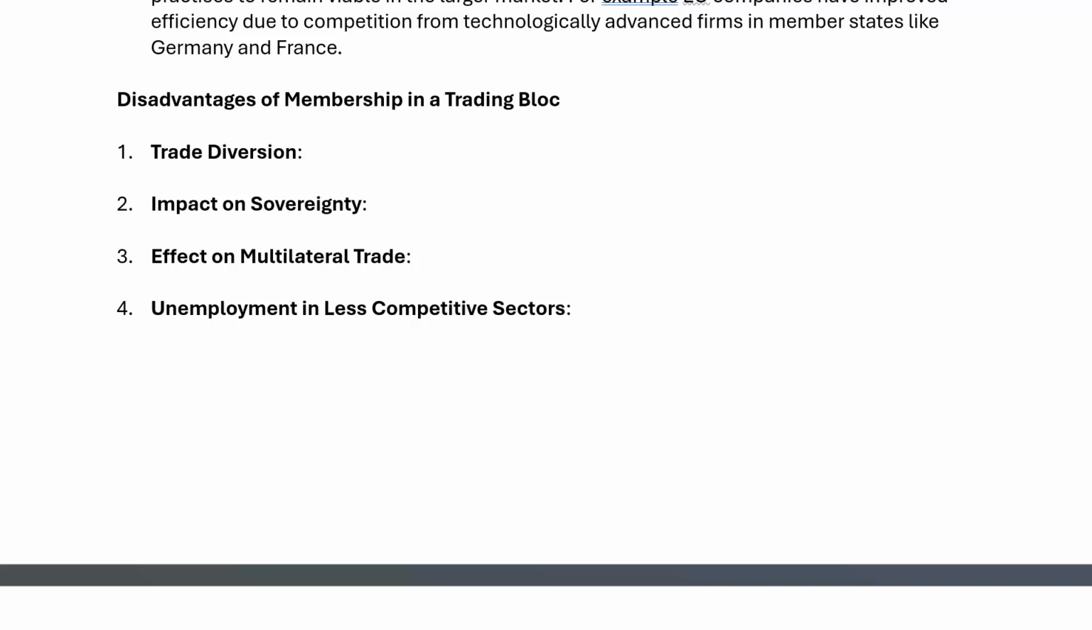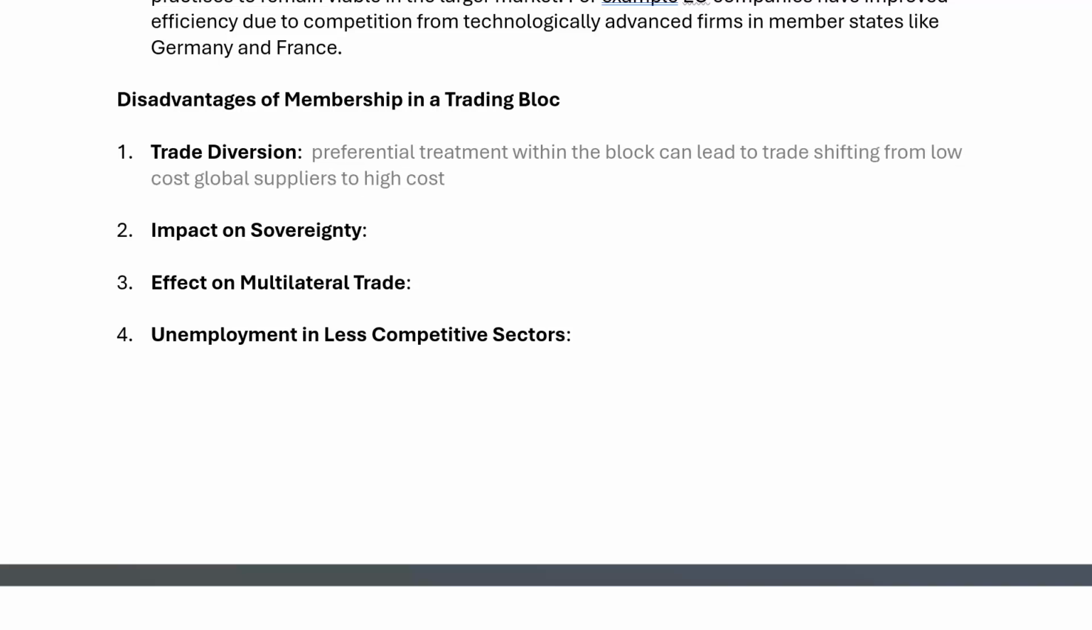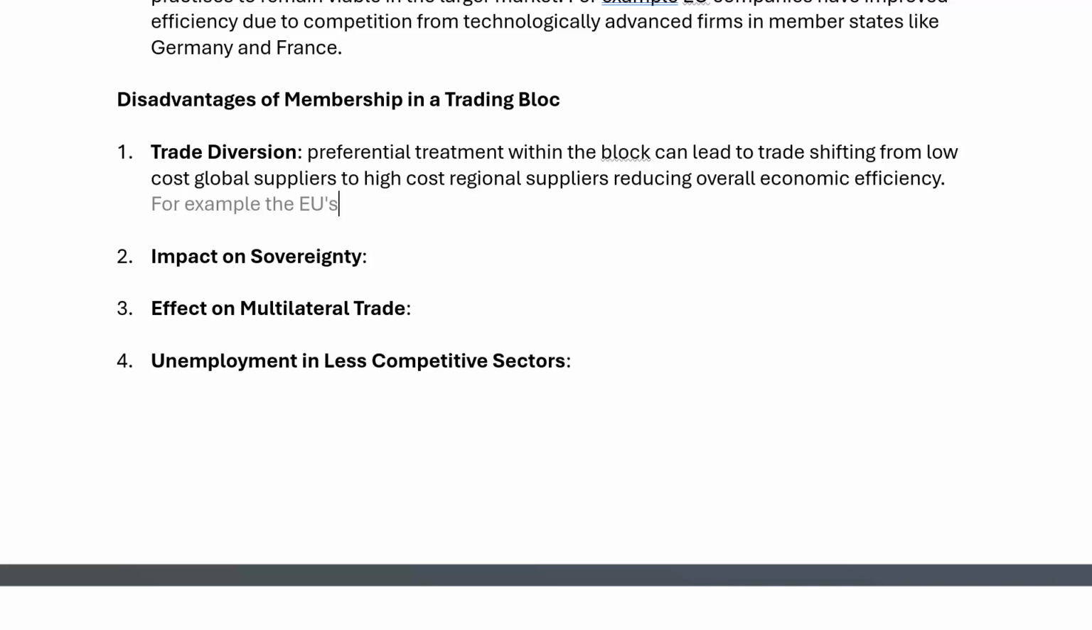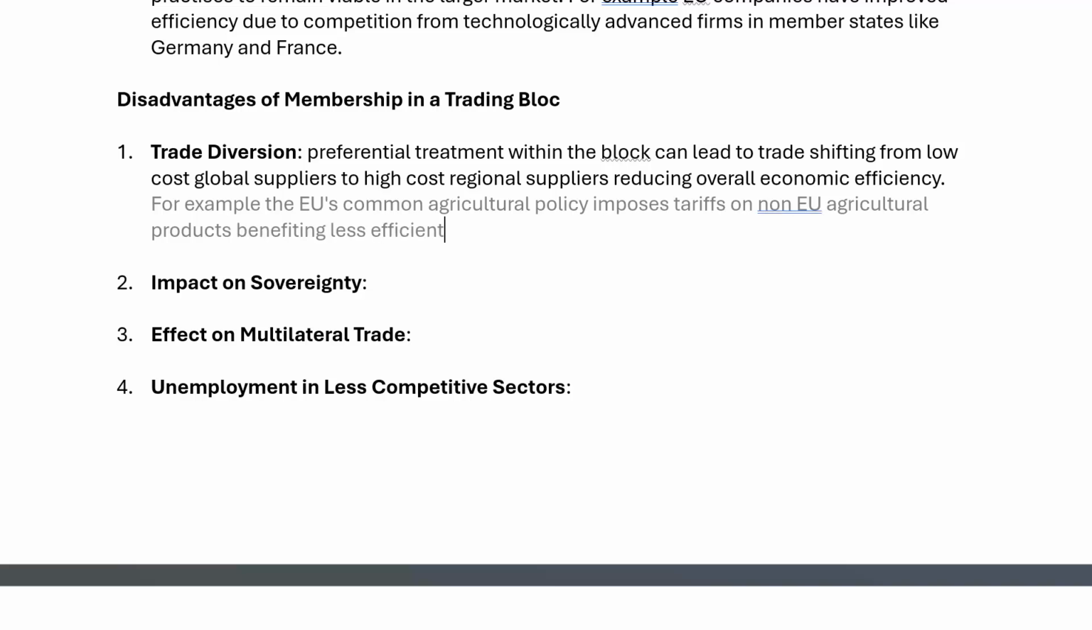Preferential treatment within the bloc can lead to trade shifting from low-cost global suppliers to high-cost regional suppliers, reducing overall economic efficiency. For example, the EU's Common Agricultural Policy imposes tariffs on non-EU agricultural products, benefiting less efficient European farmers at the expense of global trade partners. That's been a mouthful.